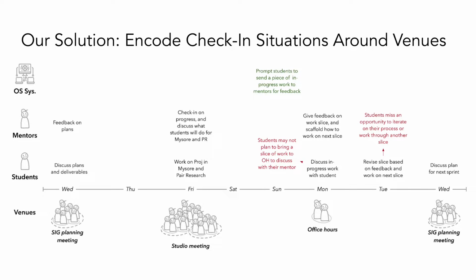And so to resolve this issue, one thing that we have built into the orchestration engine is the ability to write situations around the venues that the community already has established. And it lets you do things, for example, such as prompt a student to plan for sending in progress work to your mentors during office hours so you could get feedback on it.